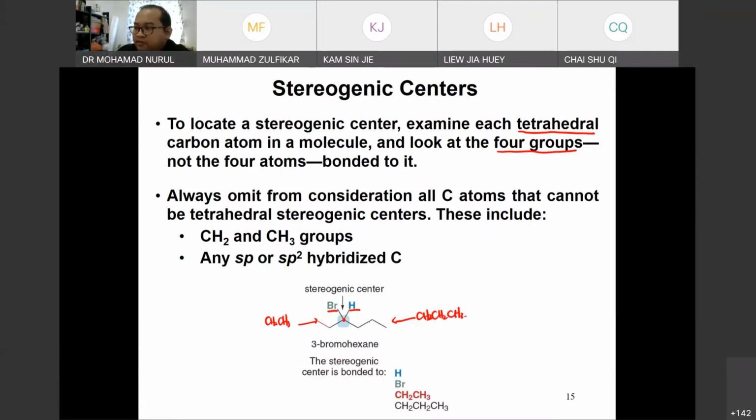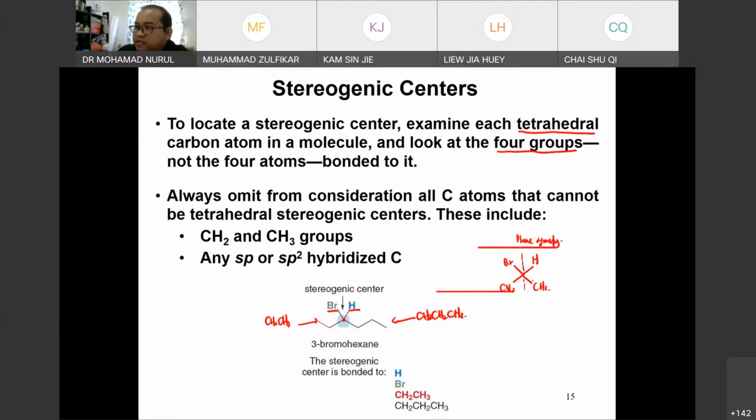If the compound is like this, with Br and C like this, it doesn't have any stereogenic center, because if we arrange this compound in 3D orientation, we can cut it into half, and this one can be a plane of symmetry.